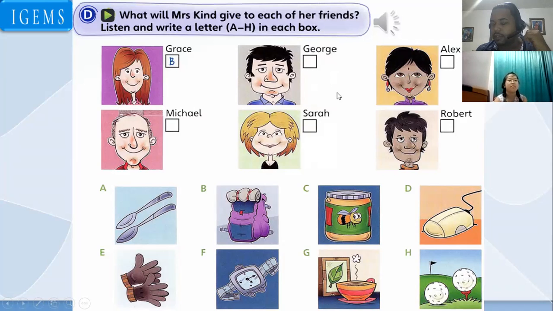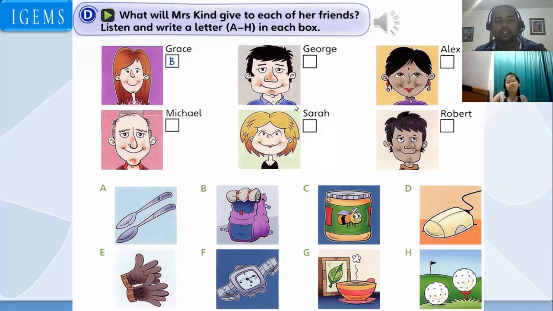Okay. Listen and look. There is one example.